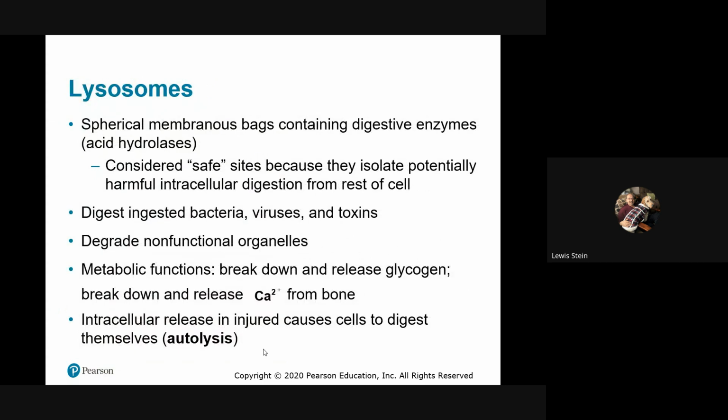Here are the lysosomes we already addressed. They call them a safe site. It's safe because it's encased in membrane, and it isolates it from the rest of the cell if it's got those bad guys in it. So it does play an important role.